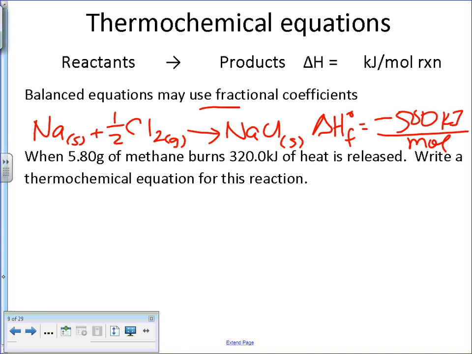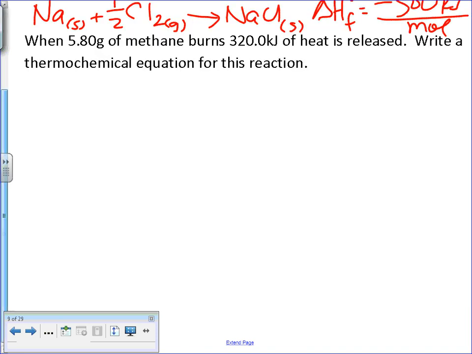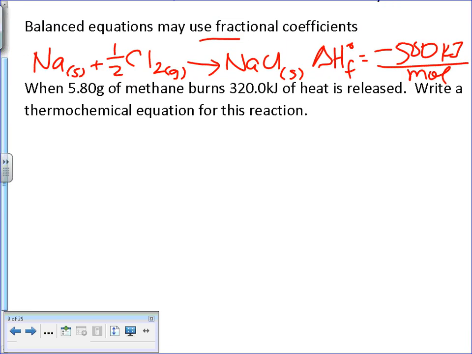Okay. So let's look at how we can use this thermochemical equation or one like it to solve a problem for heat energy or heat involved. So when 58 grams of methane burns, that much heat is released. Write a thermochemical equation for this reaction. Let's write out the thermochemical equation first, and then we'll find delta H. So what's the reaction?